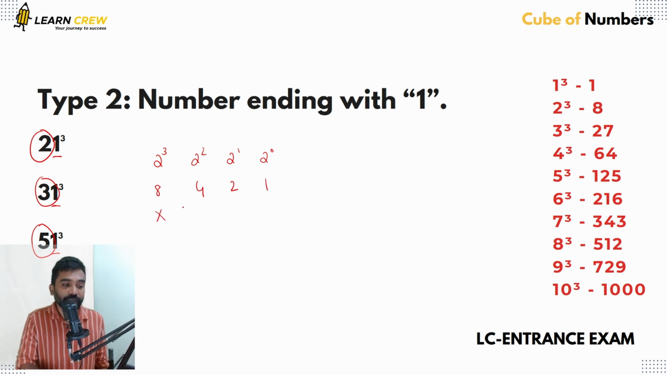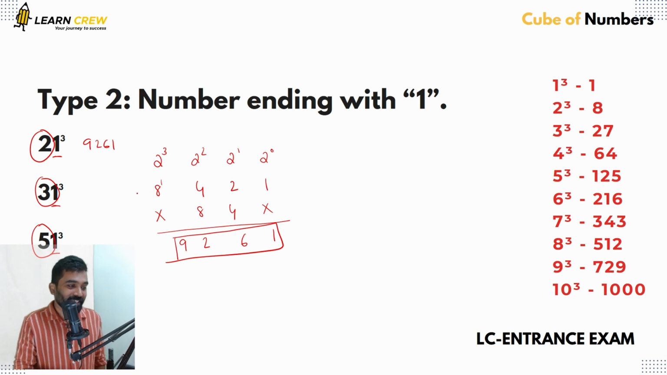Similarly, omit the first and the last numbers, multiply the middle numbers by 2, this becomes 8, this becomes 4. Now the answer becomes 1, 6, 4 plus 8 is 12, 2, 1 carry, this becomes 9, 2, 6, 1.